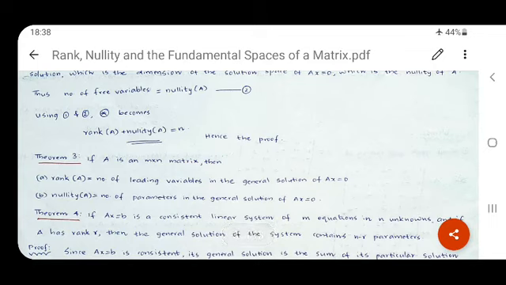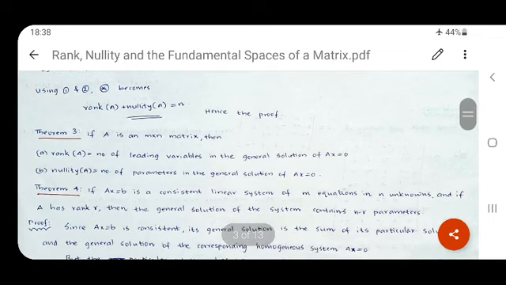The third theorem is: if A is an m-by-n matrix, then rank A equals the number of leading variables in the general solution of Ax = 0, and nullity of A equals the number of parameters in the general solution of Ax = 0.